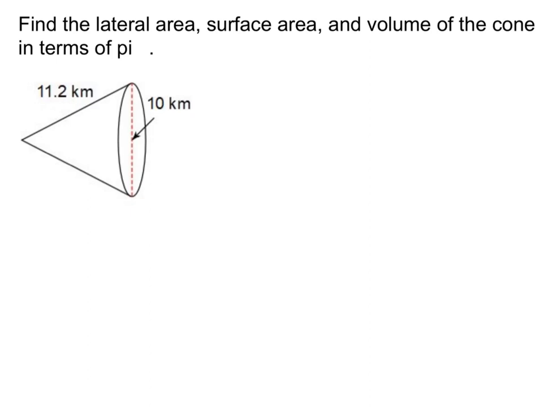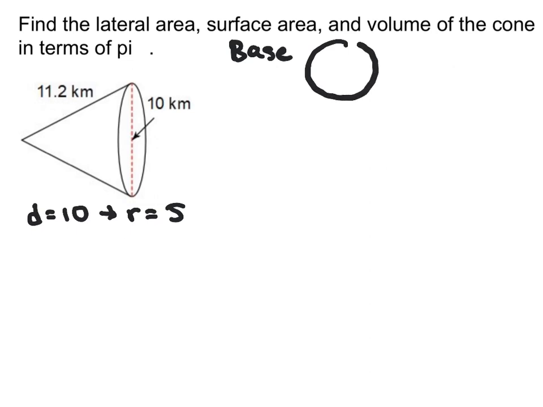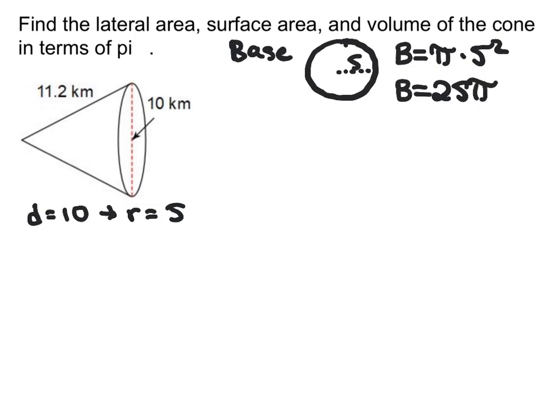For the next example, we're going to follow the same process. I have to first find the base. We are given the diameter equals 10, so I can simplify that to have a radius of 5. So now the base is a circle with a radius of 5. So the base is pi times 5 squared, so the area of the base is 25 pi.